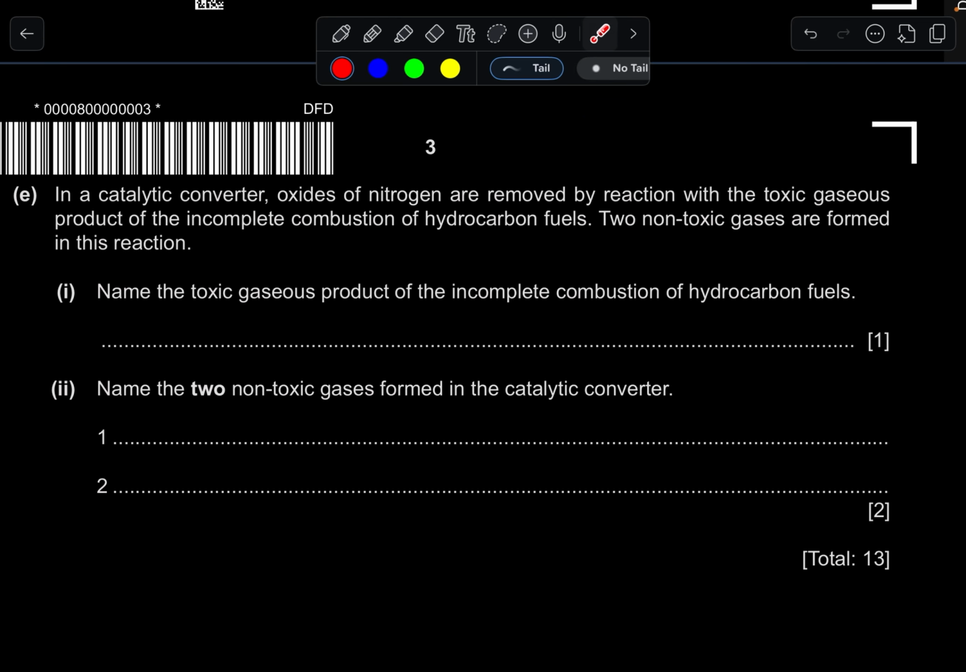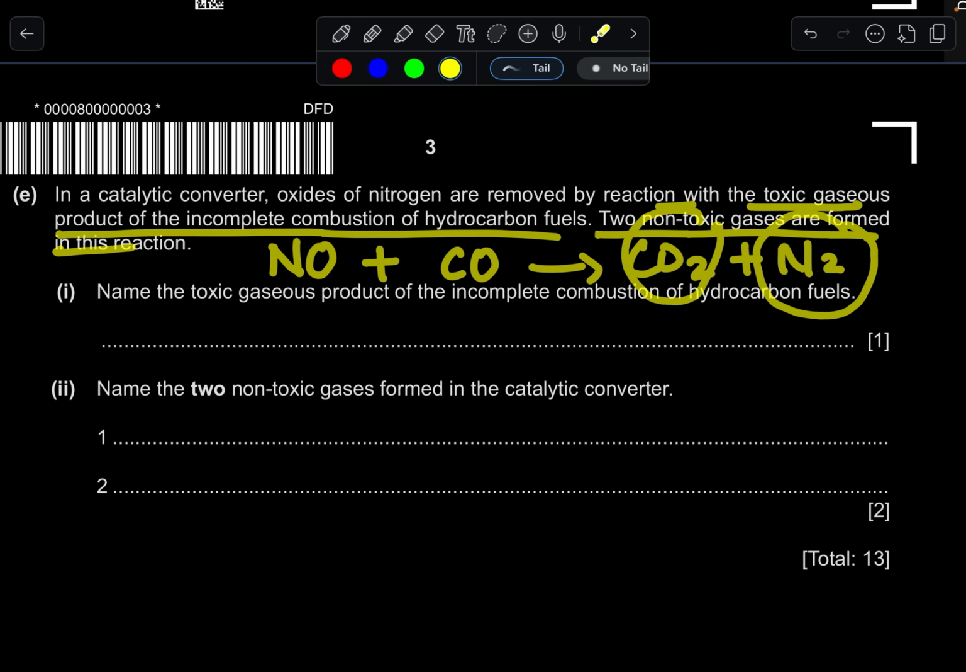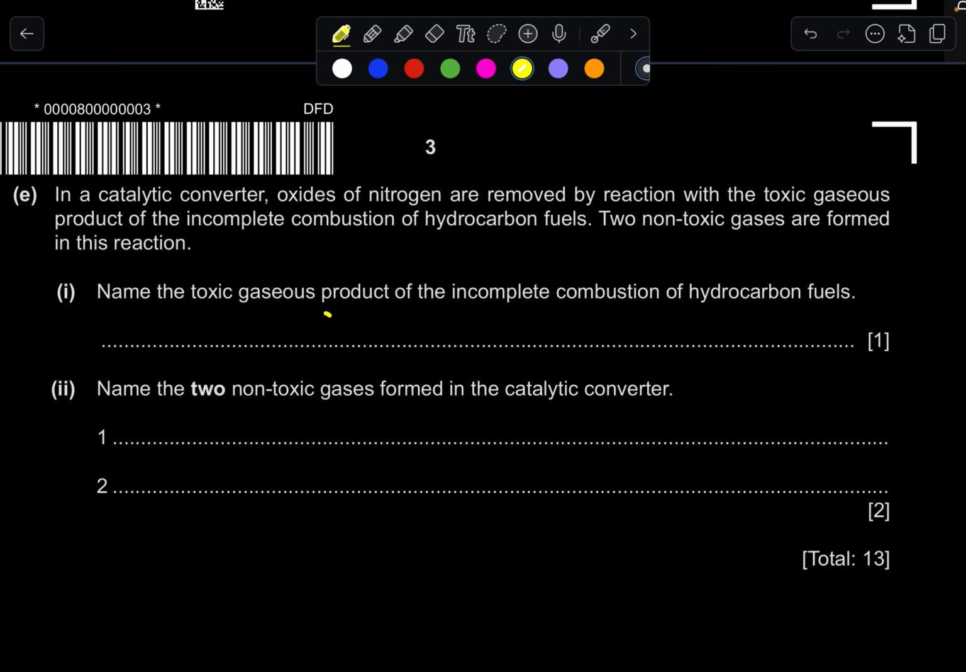In a catalytic converter, oxides of nitrogen are removed by reaction with a toxic gaseous product of the incomplete combustion of hydrocarbons. Your oxides of nitrogen react with carbon monoxide to form carbon dioxide and nitrogen gas. Two non-toxic gases are formed in this reaction, nitrogen and carbon dioxide. Name the toxic gaseous product of incomplete combustion of the hydrocarbon fuels: carbon monoxide. When incomplete combustion happens, we form carbon monoxide or we only form carbon. Name the two non-toxic gases formed in the catalytic converter. You form nitrogen gas and you form carbon dioxide gas.